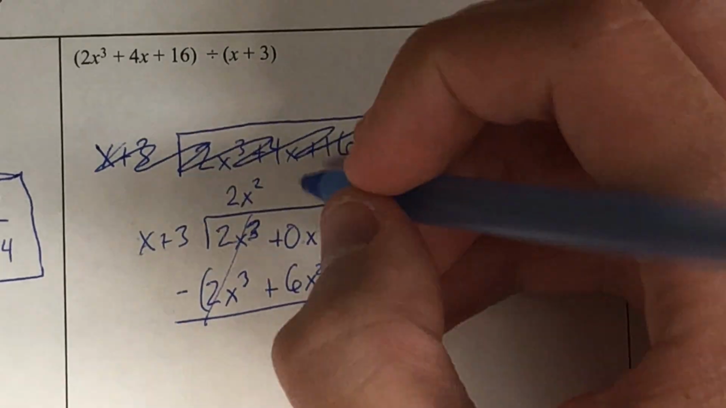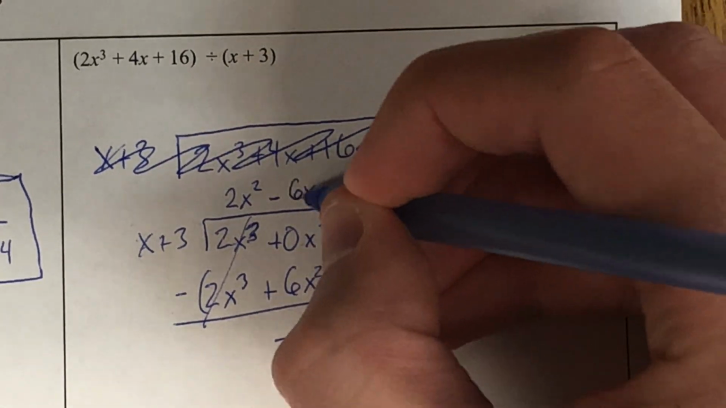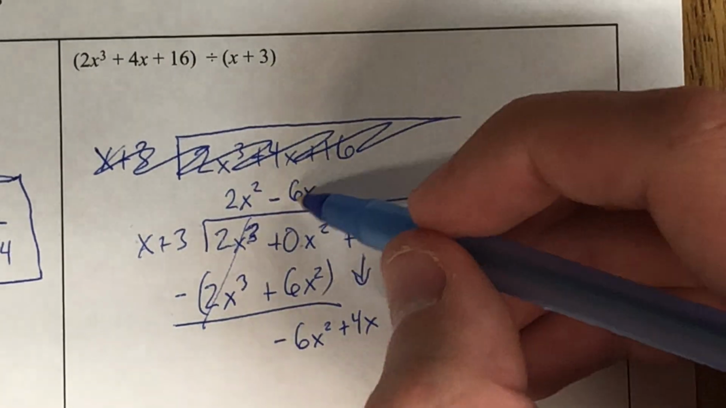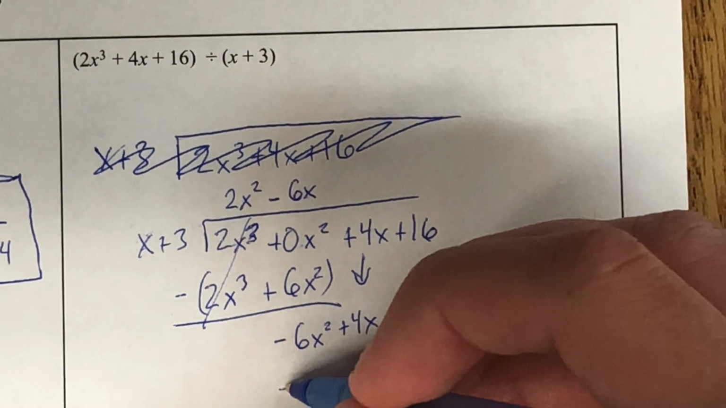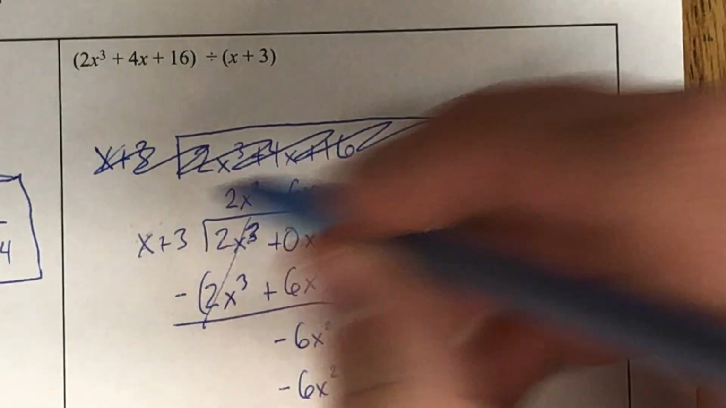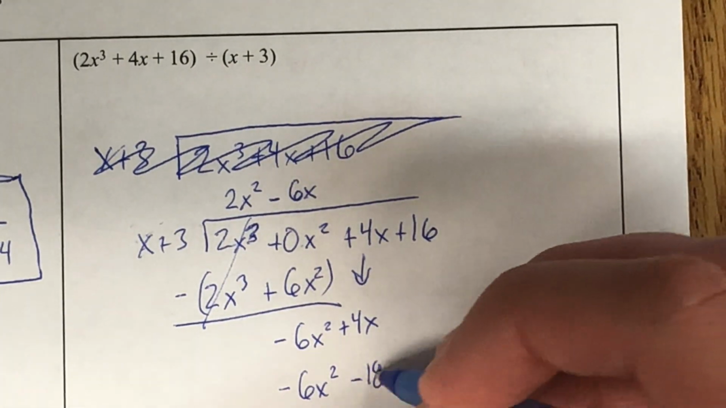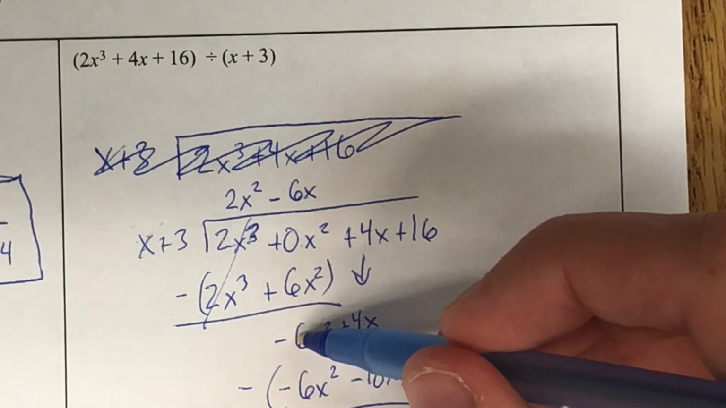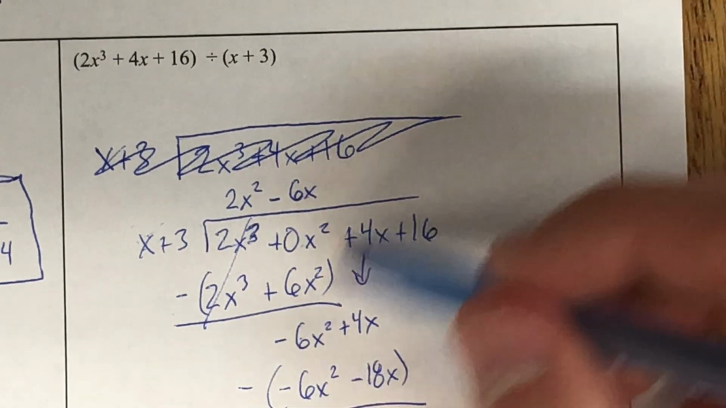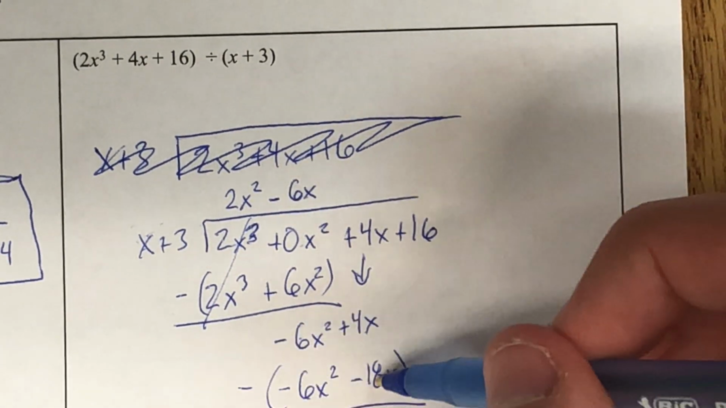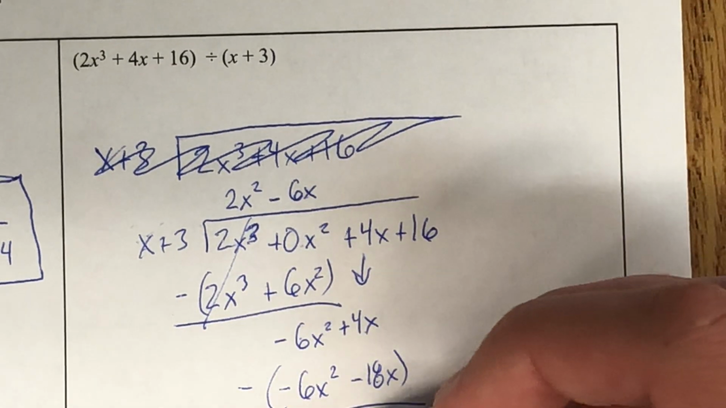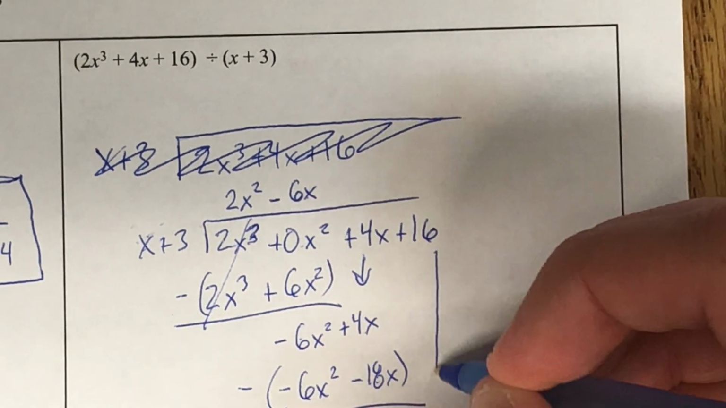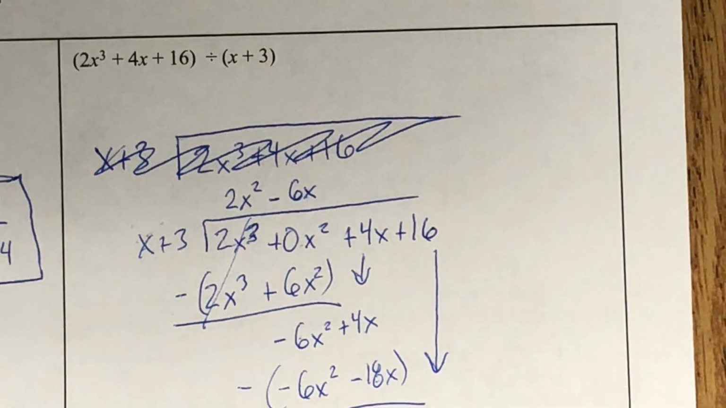X times what is negative 6x squared? Negative 6x. Negative 6 times x is negative 6x squared. Negative 6 times 3 is negative 18x. We are subtracting. Negative 6x squared plus 6x squared cancels. 4x minus negative 18x, so 4x plus 18x, is 22x. Bring down the 16.